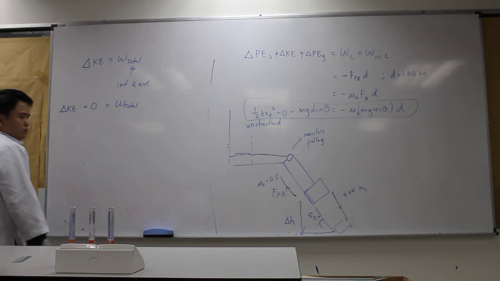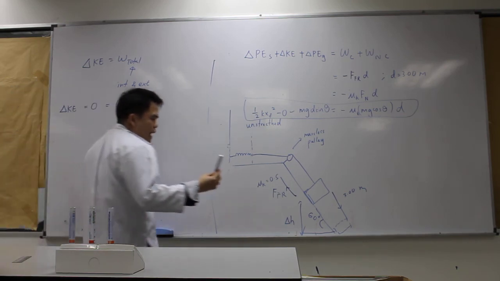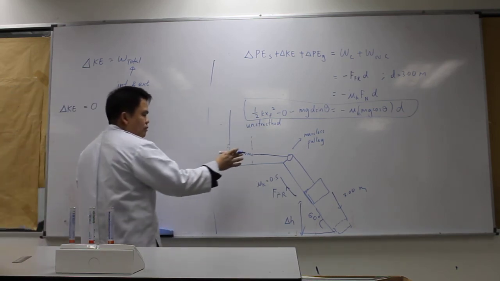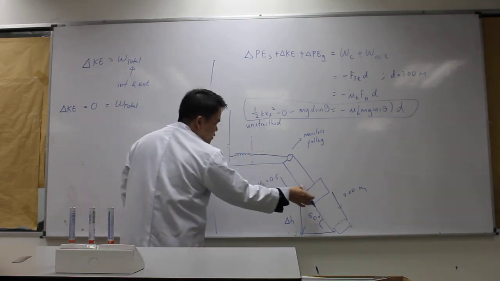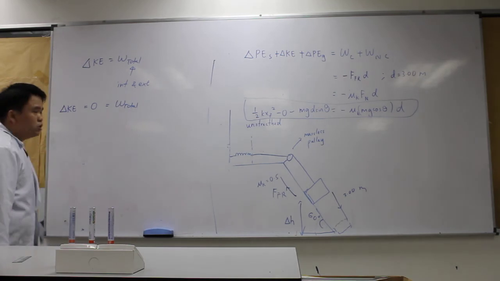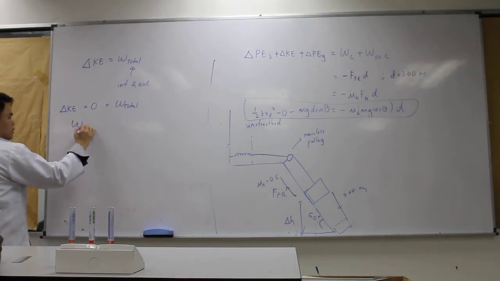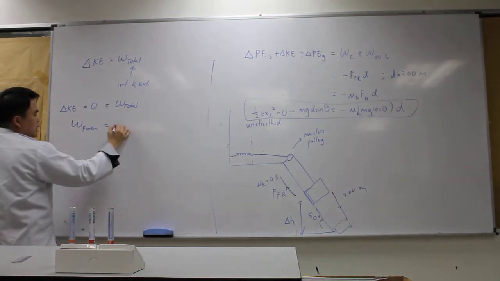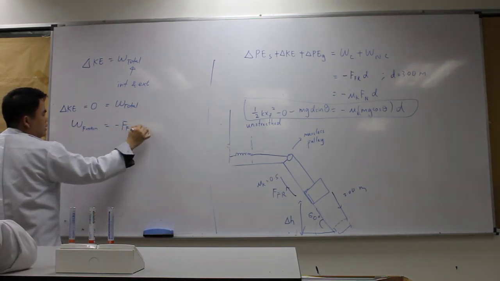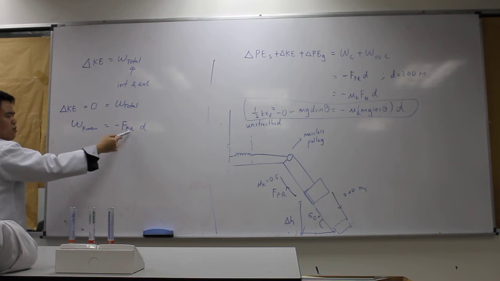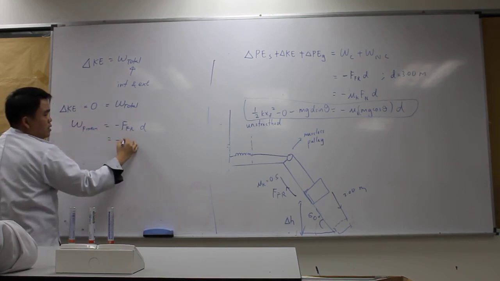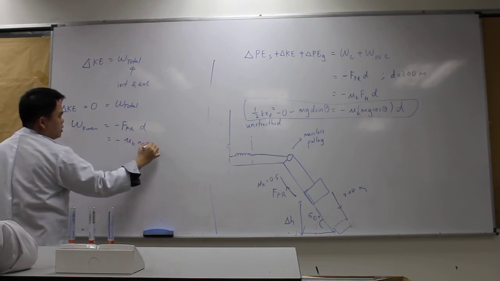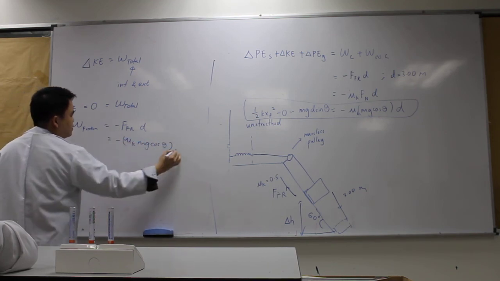And for this case, there are 3 forces involved. First is the spring force. Second is the gravitational force, and the third is the frictional force. So the work for the friction is just negative F_fr d. Why? d is moving down, F is pointing up, so it's negative. So you can get negative mu k m g cos theta d.